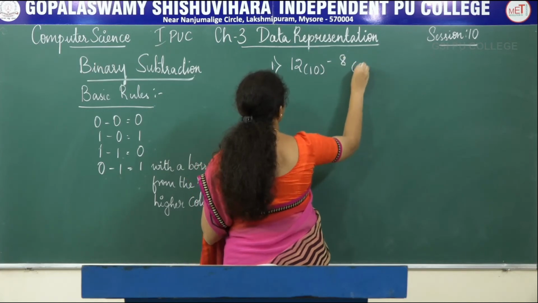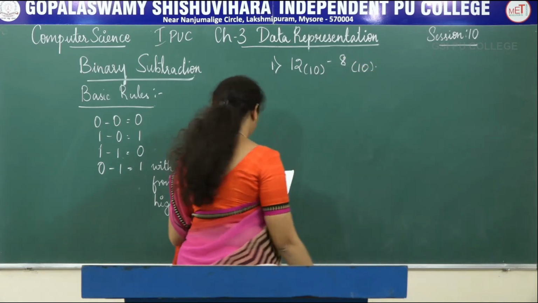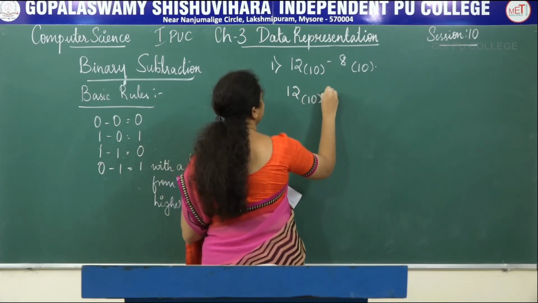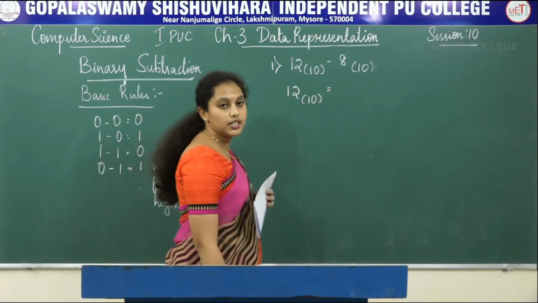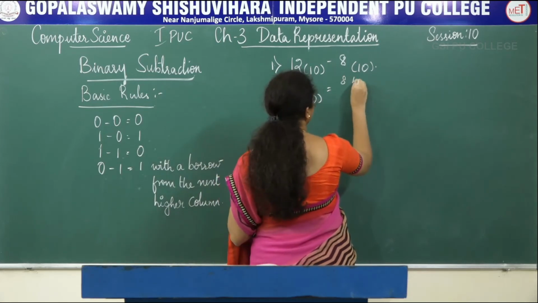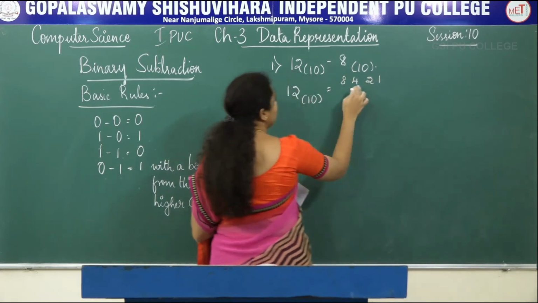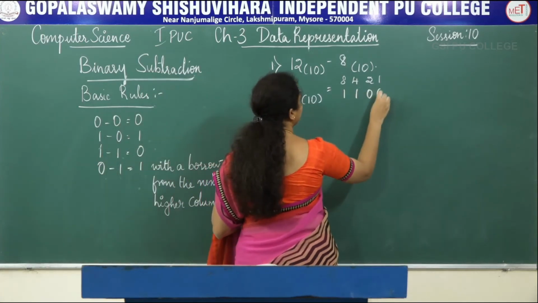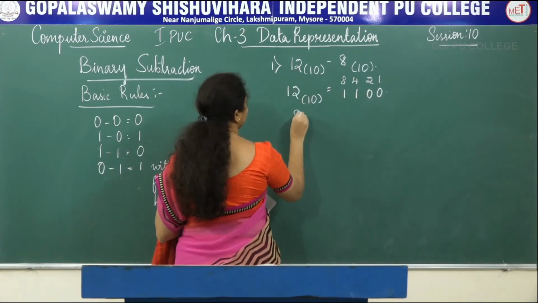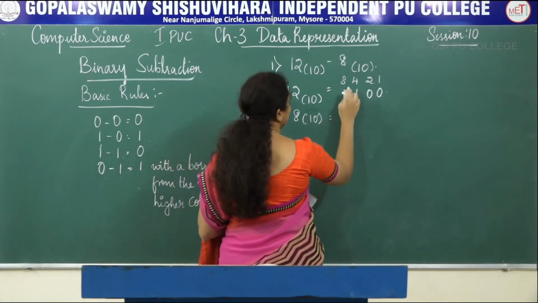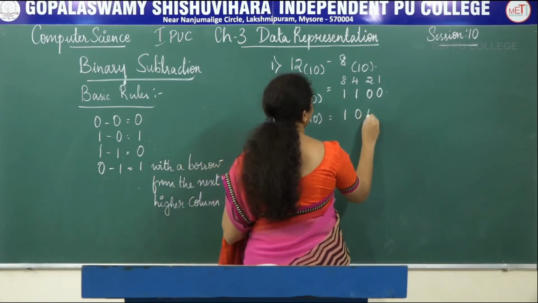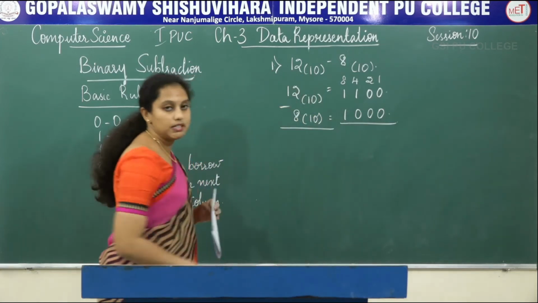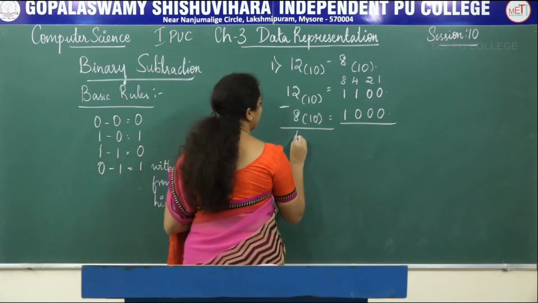12 minus 8. How to represent 12 in binary form? That is in 8421 combination. 8 plus 4 becomes 12. In rest of the places you have to put zeros. For 8, in the place of 8 you have to put 1. In rest of the places you have to put zeros. What is 12 minus 8? 12 minus 8 is 4.